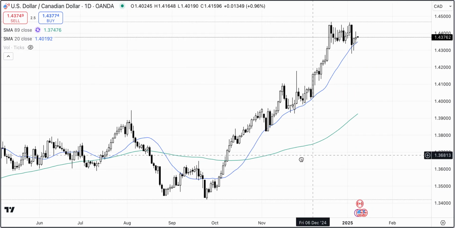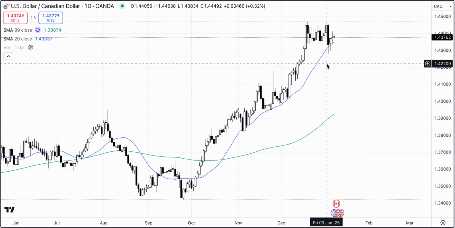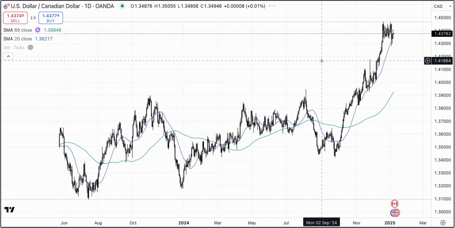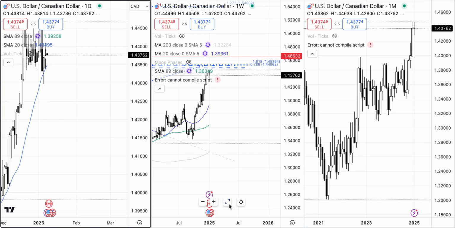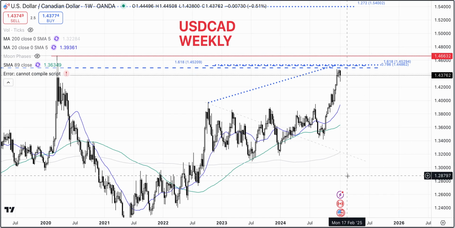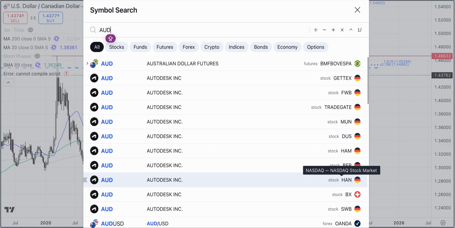On the daily chart, you can see that there is some element of distribution here in this market. So this is what we are watching in the Canadian dollar versus the US dollar. And then moving on to the Aussie dollar.